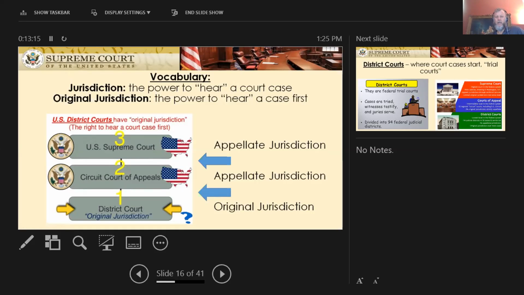You probably heard it in a cop show where police might be chasing a criminal from one city into the next, and then they have to leave once they cross into the border of the next city because they don't have jurisdiction. What that is meaning is they don't have the ability to arrest somebody. In the court system, it's a little different. Jurisdiction means who has the right to hear a case.